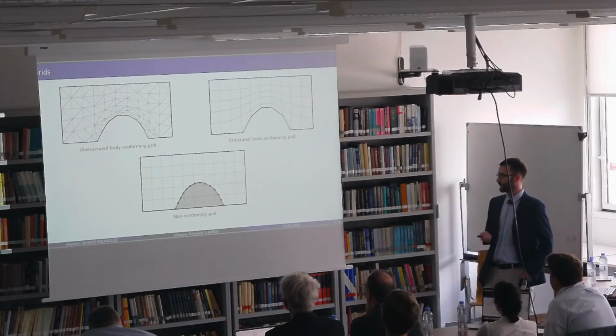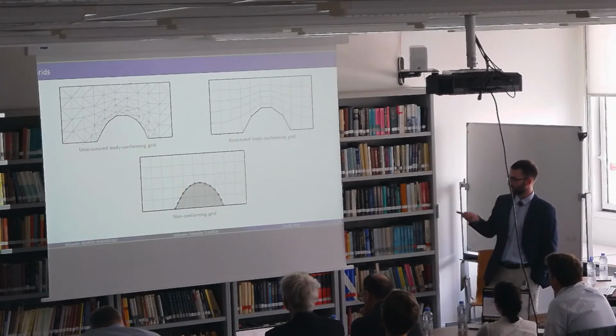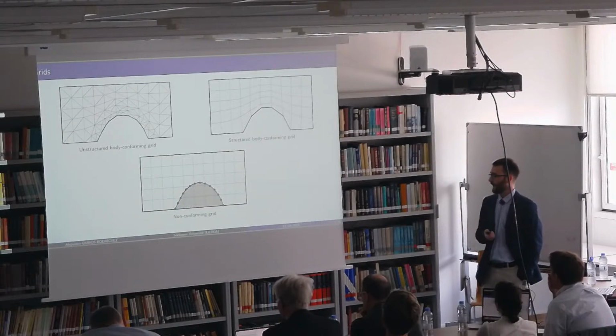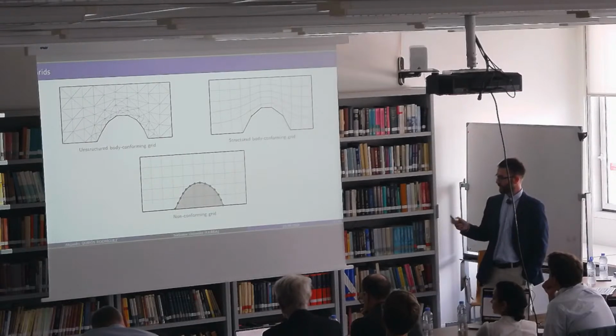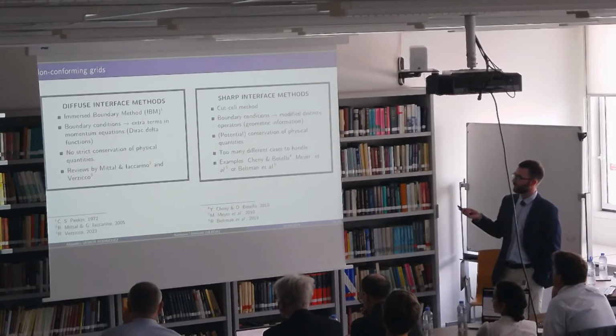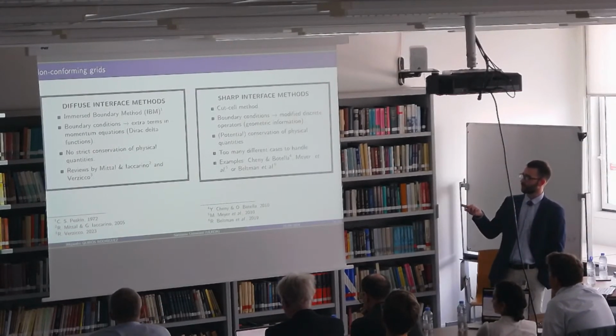So the alternative is the use of non-conforming grids, which are very simple to generate, but they come at the cost of the imposition of the boundary conditions being more complicated compared to body-conforming grids. So we find two different types of methods to impose the boundary conditions on non-conforming grids.